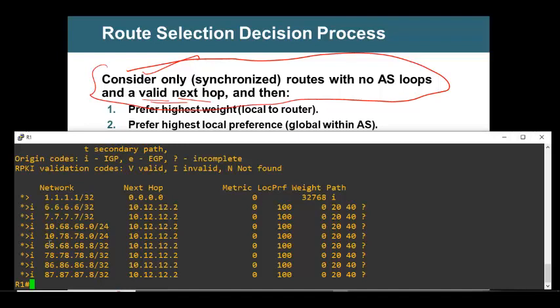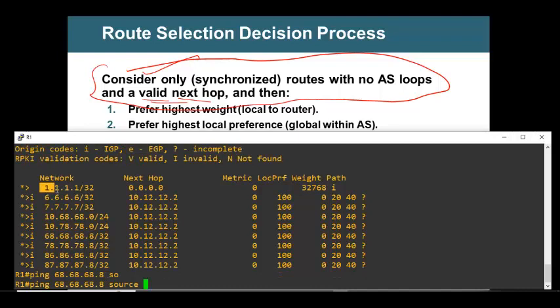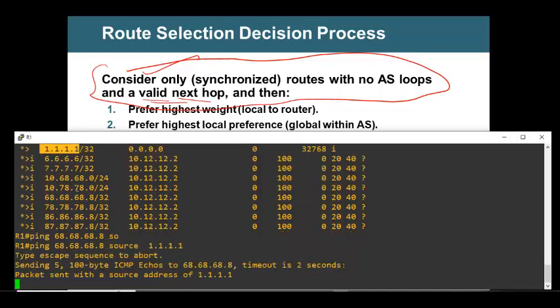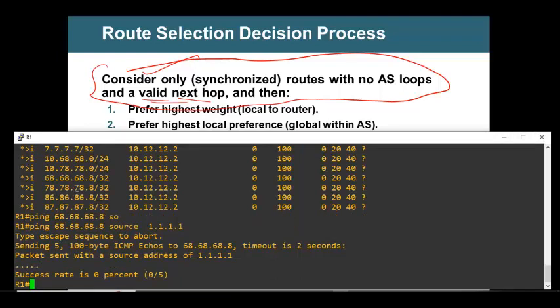Let me try pinging this address with a source of 111, which is local to this router. Why am I not pinging? When I have the route, why am I not pinging? See, it will say, I will send it to whom?